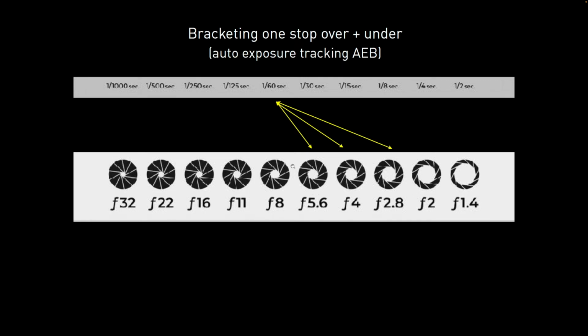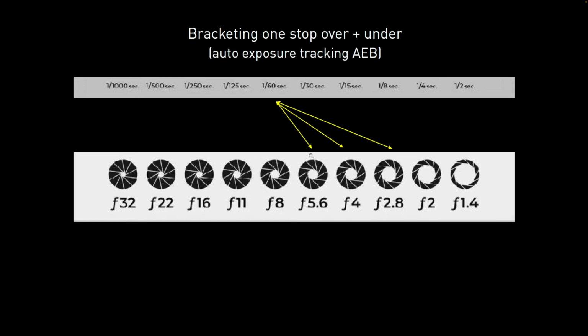In order to bracket, what you're going to do is fix one of them. So in this case, we're going to be fixing the shutter speed here. We're not going to change that. And then we would make an exposure at our normal, 1/60th of a second at f5.6. And then we would open up our lens. So we're going one stop over by letting double the amount of light in by opening up our aperture to f4, still staying at 1/60th of a second.